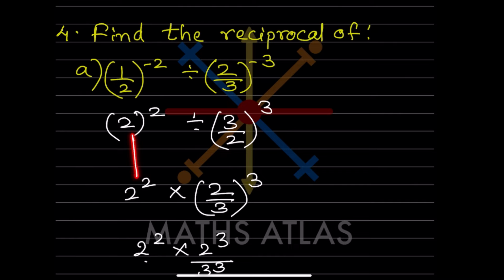So now here 2 by 2 raised to 2 we'll keep as it is. Now this is division, so we can make it multiplication. So since we have made this multiplication, what happens here?